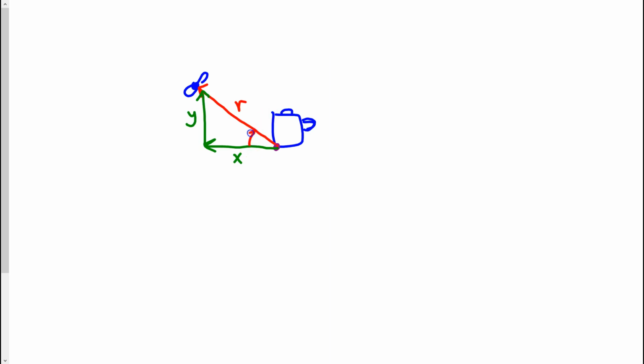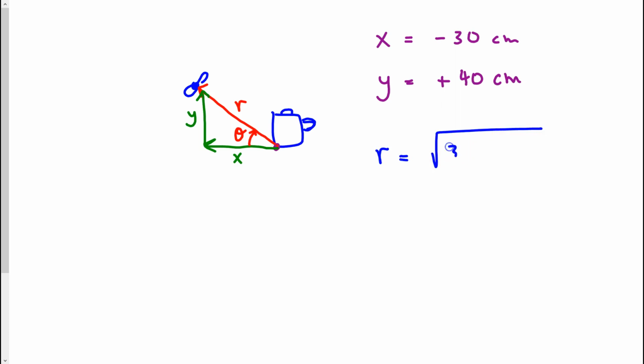Next, I can add theta back in. Now, let's say for a moment that the value of X is negative 20 centimeters. Let's do negative 30 centimeters. The value of Y is going to be positive because Y points up, and perhaps Y is positive 40 centimeters. When I tell you to find R and theta, you do this. You say R is the square root of 30 squared plus 40 squared, and if you work this out, you get 50 centimeters.